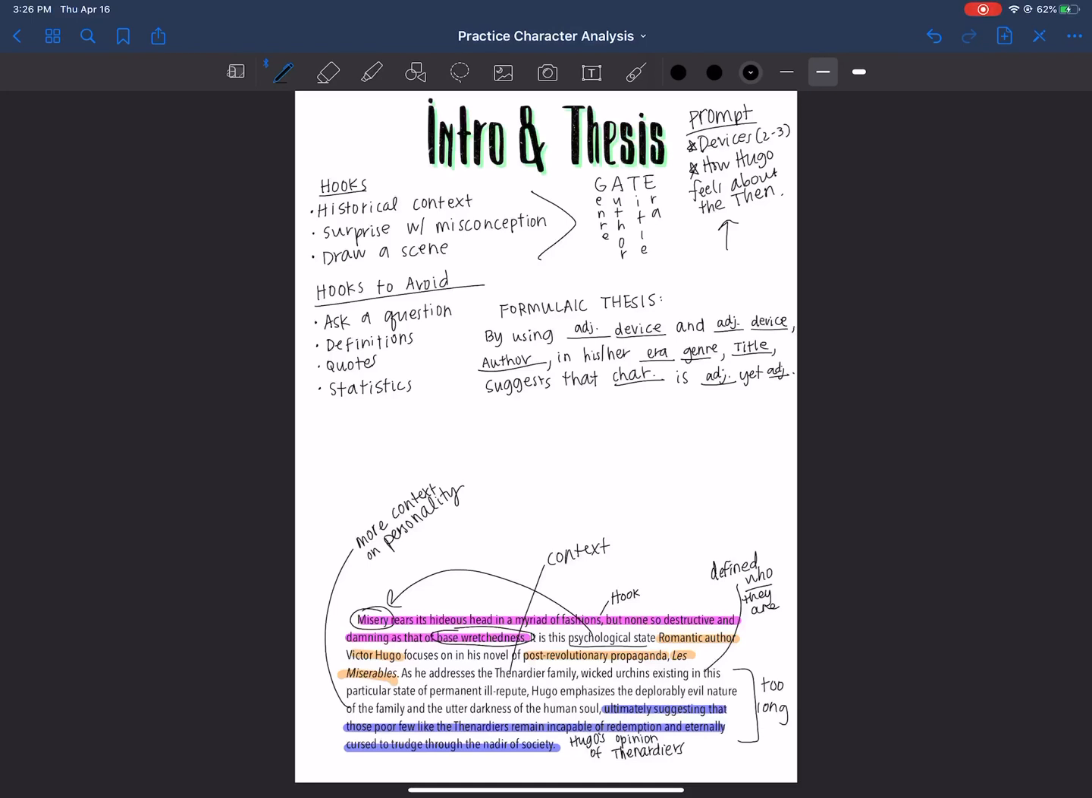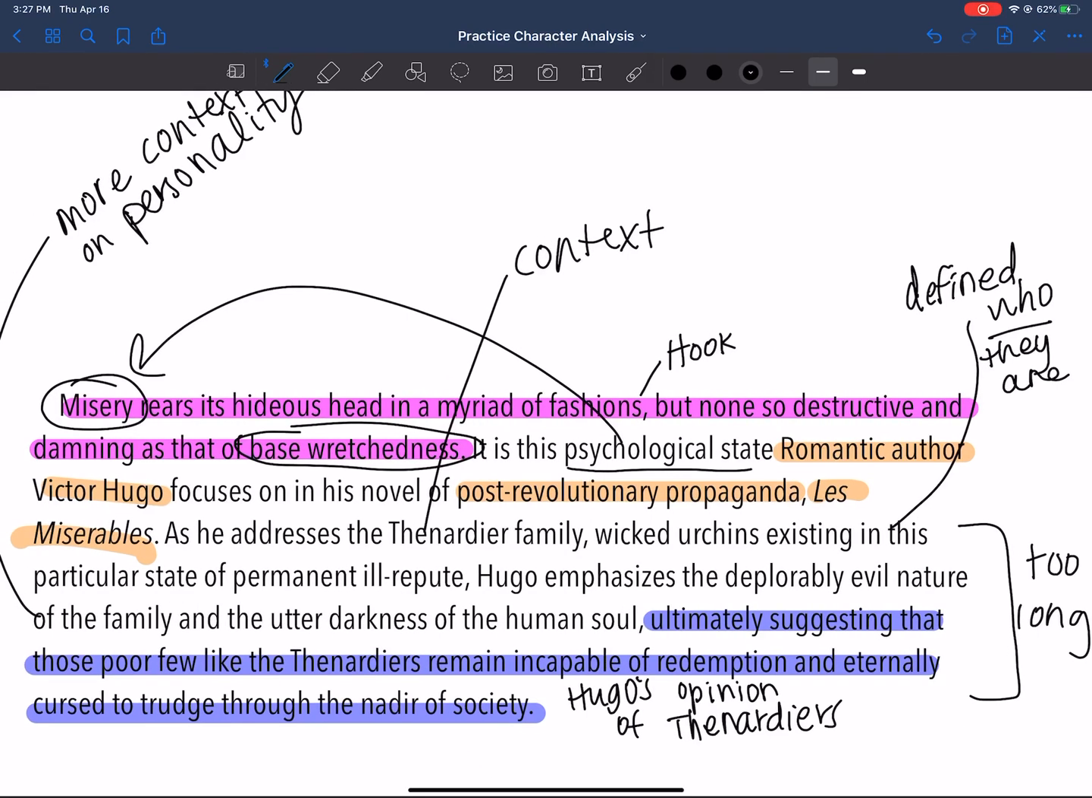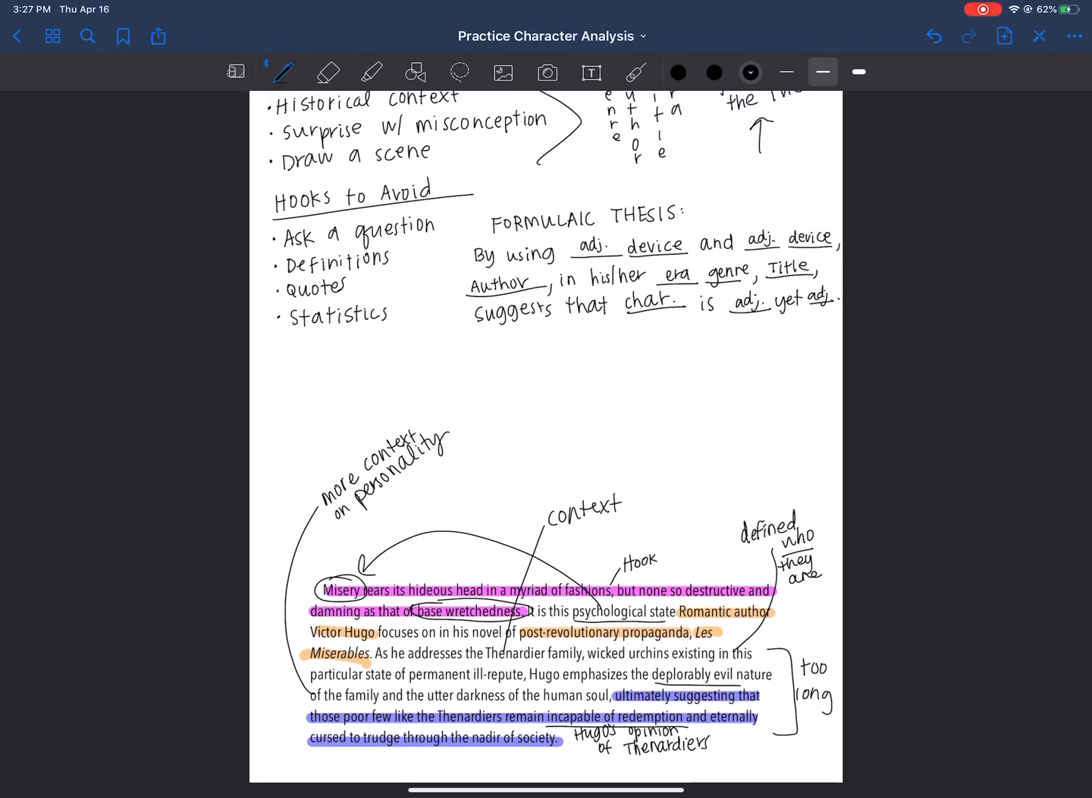So now would be a great time to try to write your thesis on your own without listing those devices. You can still kind of get hints of what I'm going to talk about with regards to those devices in my introduction, because I am talking about their deplorably evil nature. I'm talking about how they're incapable of redemption, which are things that I'm going to be discussing through diction and through the syntax and through the analysis that I'm giving on those two devices. But again, they don't have to be listed in your introduction, and it's actually better if they aren't.